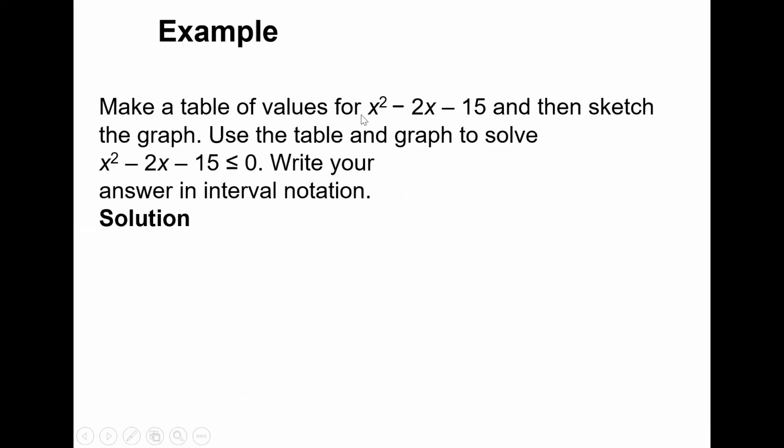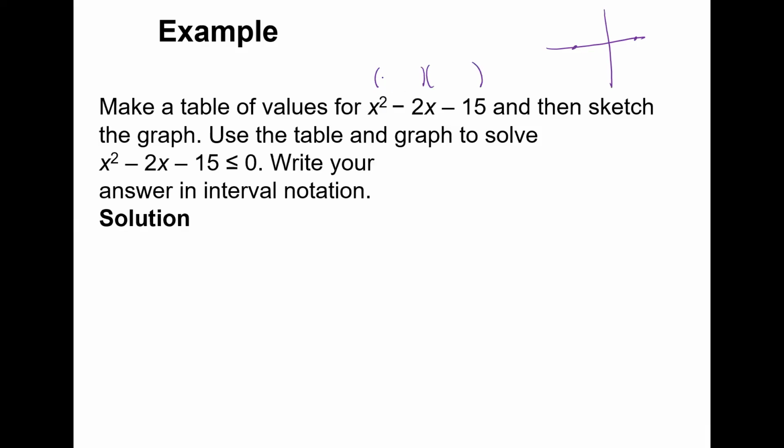Now, if we want to make a table of values for this and then sketch the graph, we want to use the table to graph the following and then write your answer in interval notation. Well, first off, probably the easiest thing to do is say, can we factor this? Because if we can factor it, then we're going to know at what 2 points it's going to cross. So if we know the 2 points it's going to cross, we know we have to start at least one of them and go to the next one to do that interval.